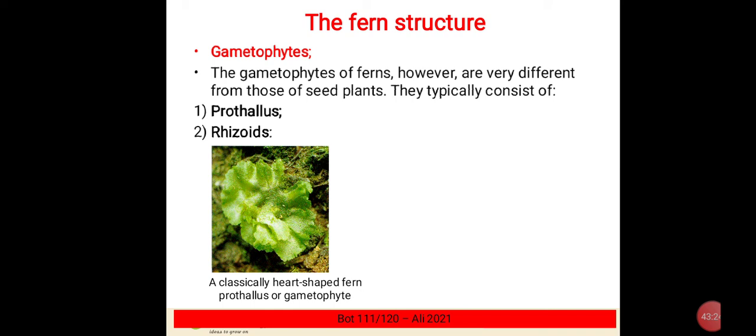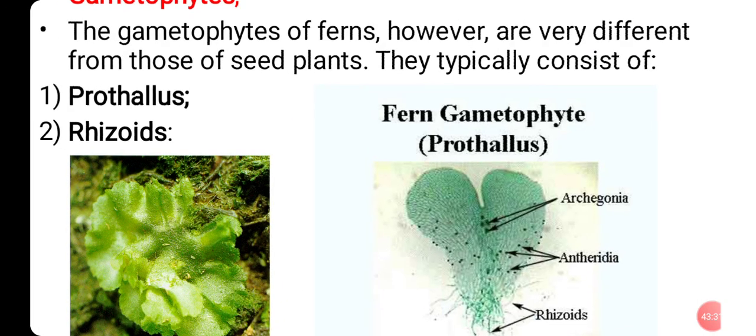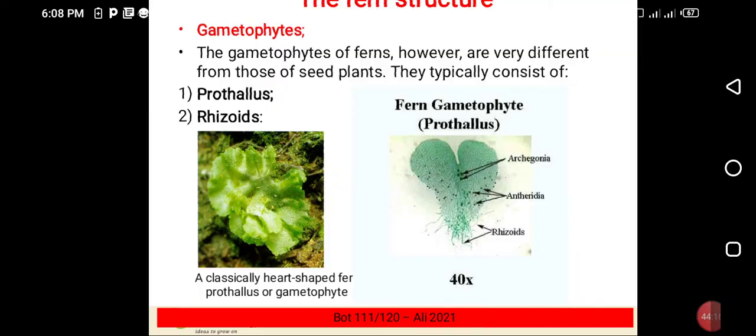Now, this gametophyte, apart from the prothallus, also contains the rhizoids. Let me show you the prothallus together with the rhizoids. Now this is the prothallus. You can see very well it has the male structures and the female structures. The male structures are the antheridia. At the bottom here you can see the antheridia. They release the male gametes known as the antherozoids. Above the antheridia we have the archegonia, producing the egg cell. Now you can see the root-like structures just below the prothallus. We call them the rhizoids. And that's why we say the fern contains a gametophyte, and this gametophyte contains the rhizoids and the prothallus.